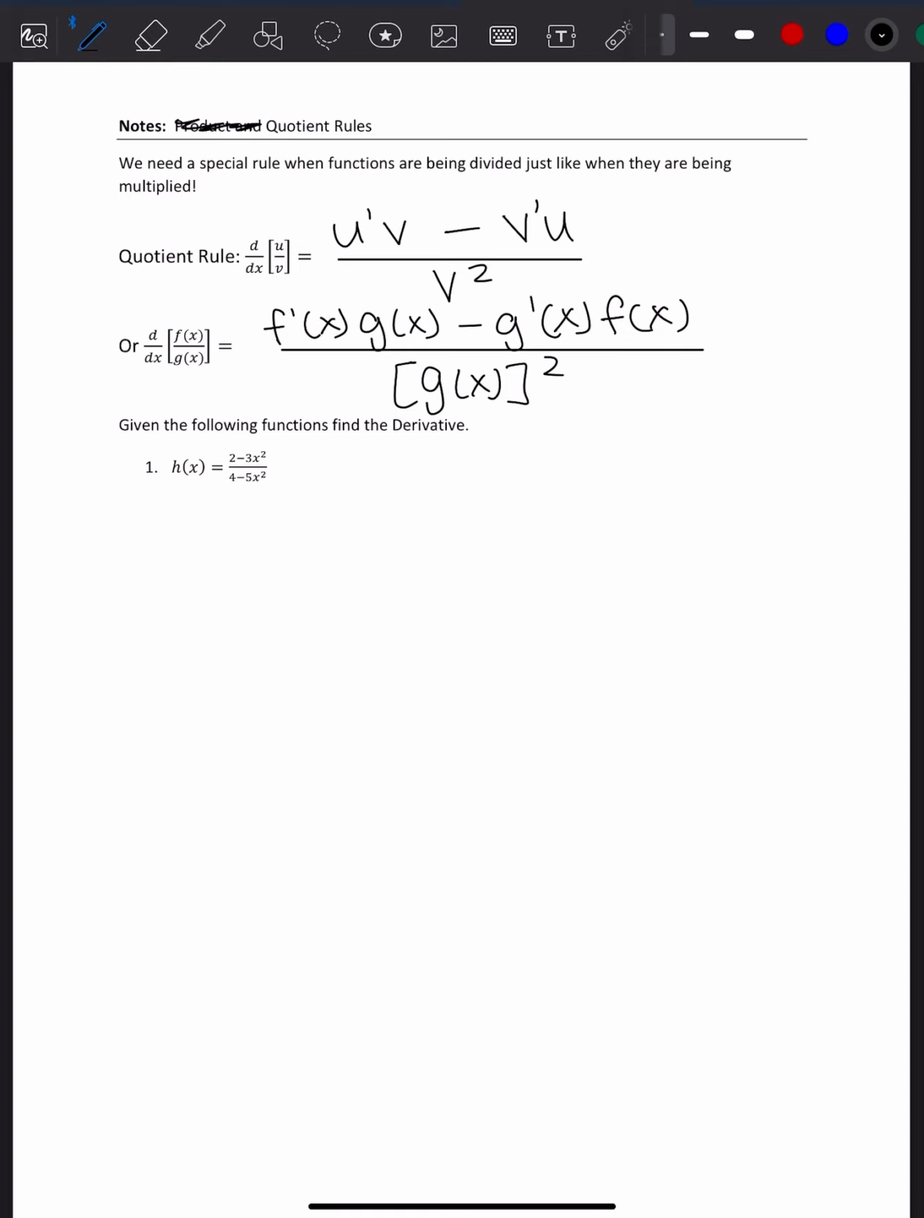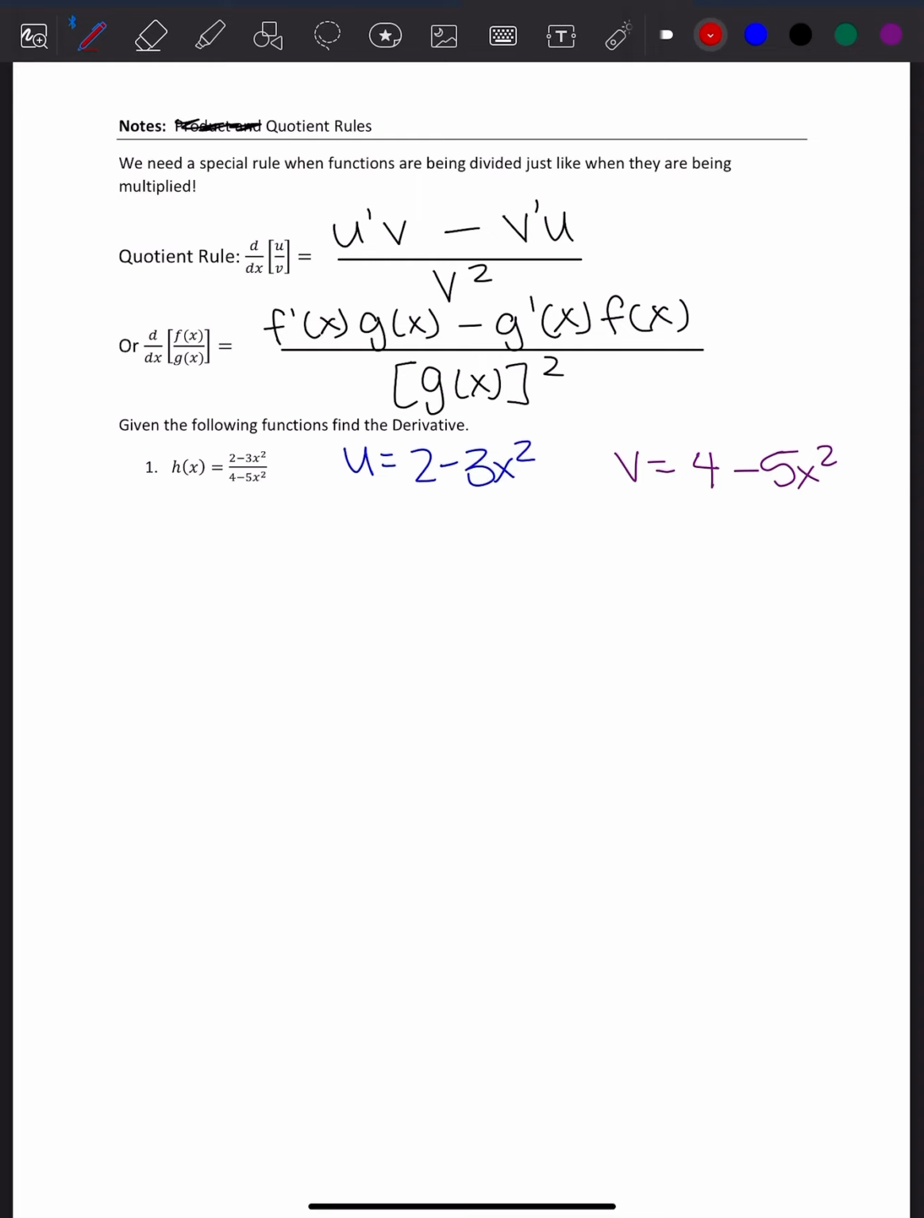So we have this first one. h of x is equal to 2 minus 3x squared divided by 4 minus 5x squared. Just like before with product rule, we're going to look separately at what our u would be and what our v would be. In this case, u is always going to be our top function, the function in the numerator. So in our case, u happens to be 2 minus 3x squared. v is always going to be the denominator's function, so 4 minus 5x squared.